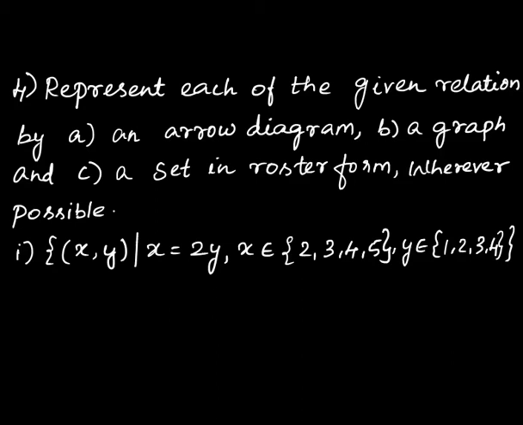Represent each of the given relations by (a) an arrow diagram, (b) a graph, and (c) a set in roster form wherever possible. So in that first question, {(x, y) : x = 2y} and x belongs to the set {2, 3, 4, 5}, y belongs to the set {1, 2, 3, 4}.